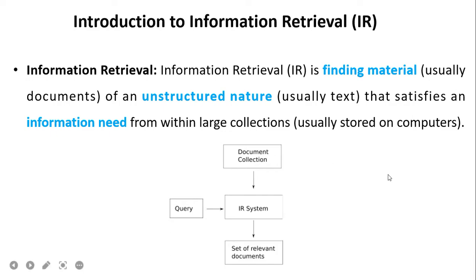Information retrieval is finding material, usually documents of an unstructured nature, that is text, that satisfies an information need from within a large collection, usually stored on computers. So this is the diagram of an IR system. Here the document collection is there, and a query is given by the user. The role of the IR system is to find the set of relevant documents based on the query from the document collection.